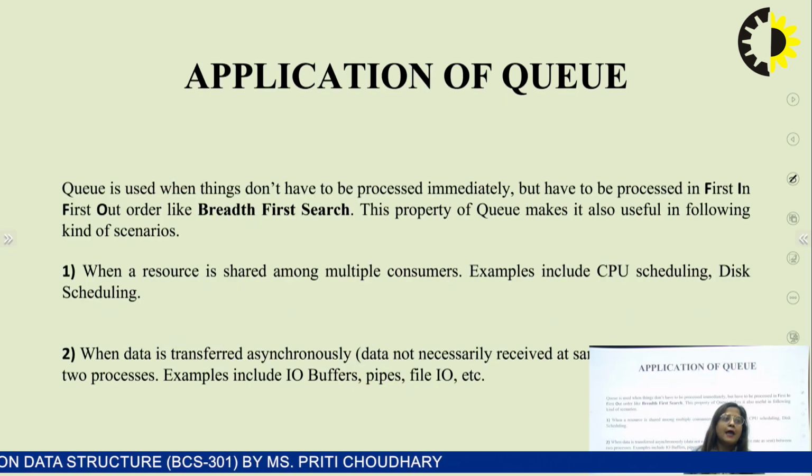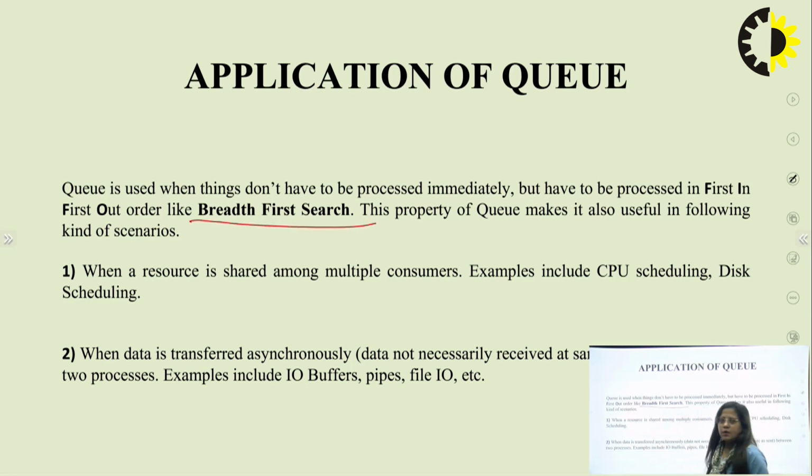Application of queue. Queue is used when things don't have to be processed immediately, but have to be processed in first in, first out order. So it is used in data structures. The breadth first search algorithm uses it. I will discuss this algorithm in the tree data structure. In trees, we use breadth first search, BFS, and BFS works on the queue principle.